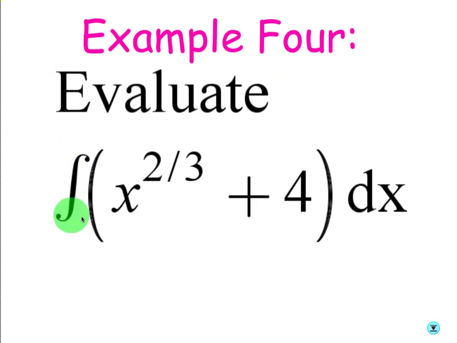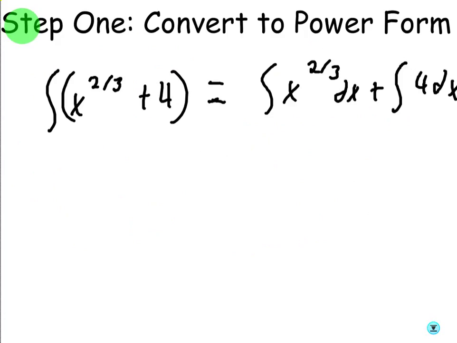We have the antiderivative of x to the 2/3 plus 4. So what we're going to do is break this up into two antiderivative problems. Take the antiderivative of this, we'll just call it our blue function, and take the antiderivative of that, we'll call it our red function. Okay, we want to convert to power form. So basically, I'm just going to split it up into two functions and consider it part of that step.